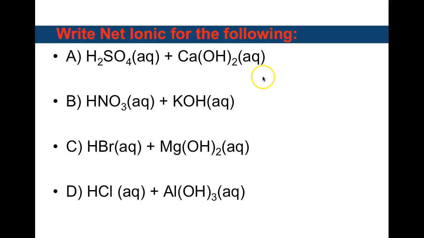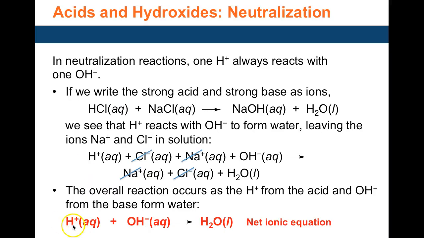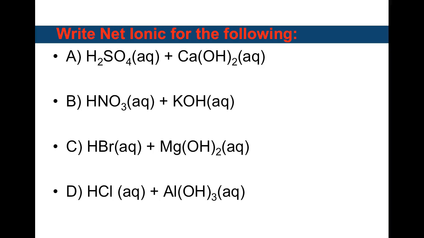It says write the net ionic for the following. You can ignore the SO4 part and the Ca part. It's just the H and the OH coming together. If you have one H and one OH minus, it gives you one water. Suppose you have two H's and two OH minuses, then you'll get two waters. That will be the net.